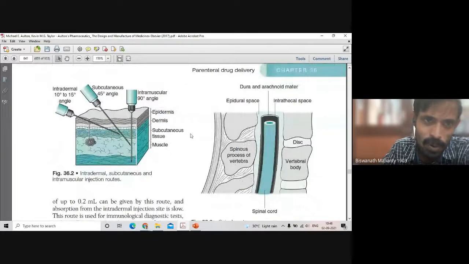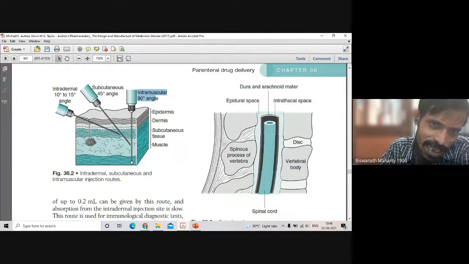Otherwise, this diagram I want to show you for the different routes of administration for just 1 or 2 minutes. The differences. I told you there are 3 different varieties. One is intramuscular. You see, they're straightly injecting the needle into the muscle. Okay, so it is a 90-degree angle we are injecting normally. Then we have subcutaneous. Subcutaneous is below the dermal layer. So here you have the subcutaneous tissue. Here the blood circulation is comparatively higher than muscle, but lower than when I am talking about the dermal.